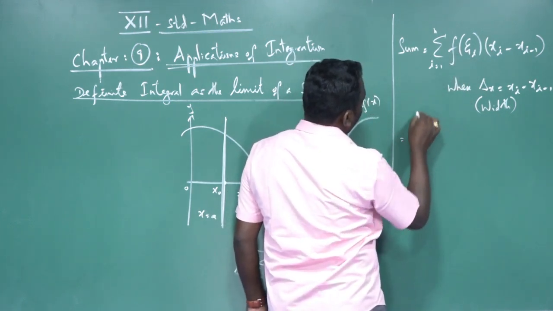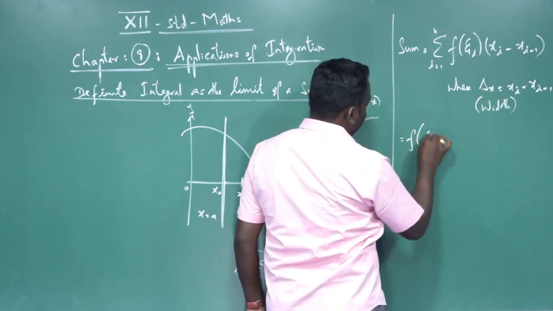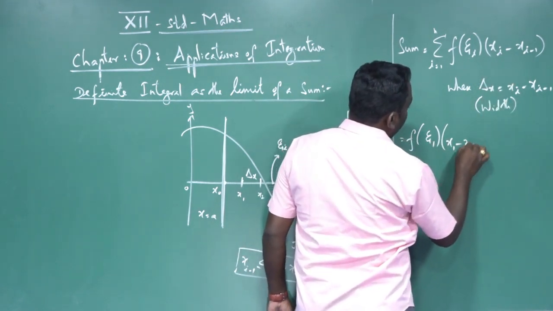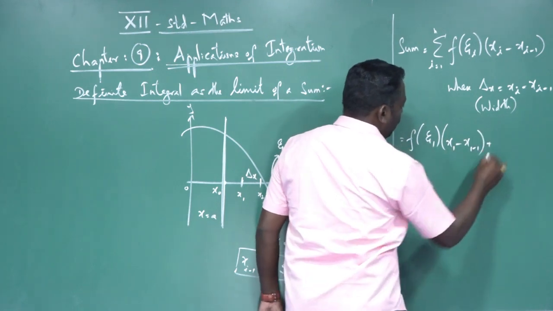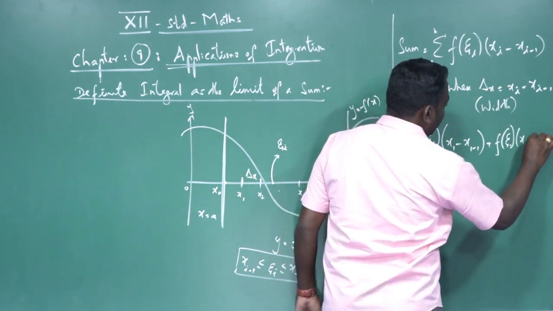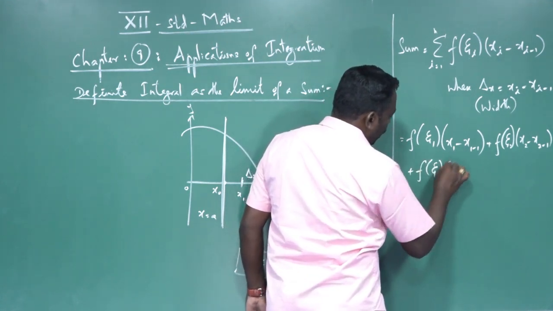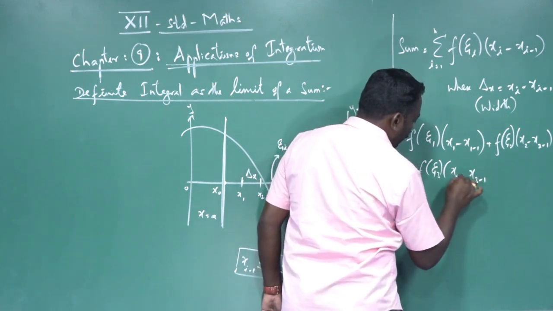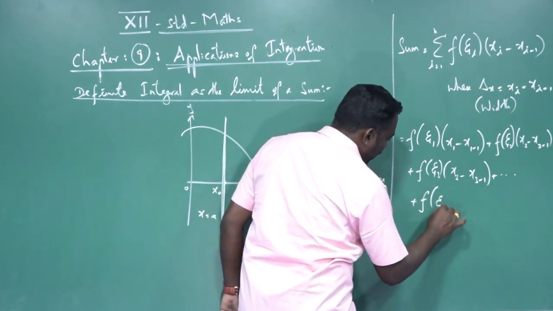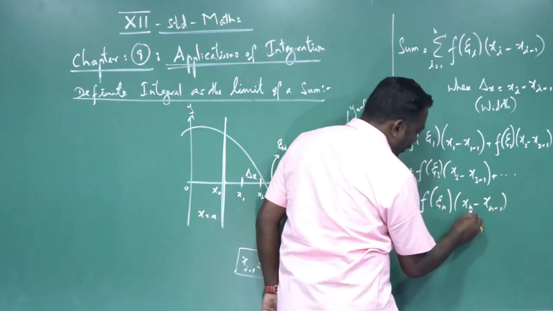Now we can expand the summation, with i taking values from 1 to n. Put i equal to 1: f of epsilon_1 into (x1 minus x0), plus f of epsilon_2 into (x2 minus x1), plus f of epsilon_3 into (x3 minus x2), plus and so on, plus f of epsilon_n into (x_n minus x_{n-1}), with i equal to n.